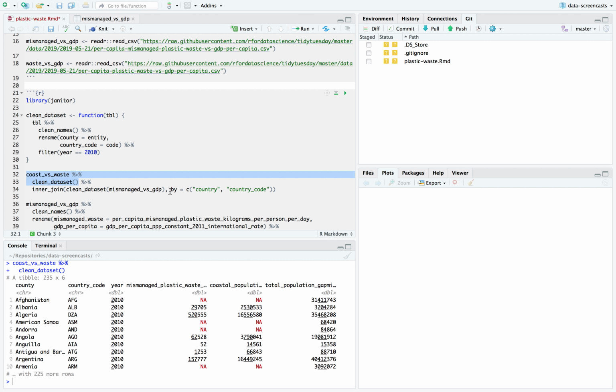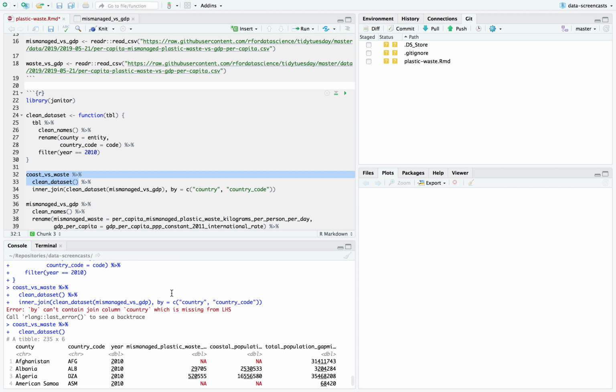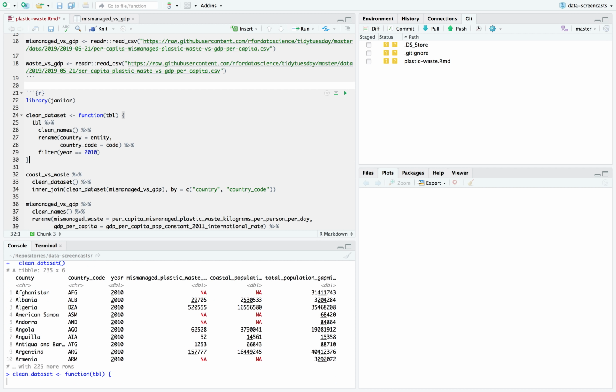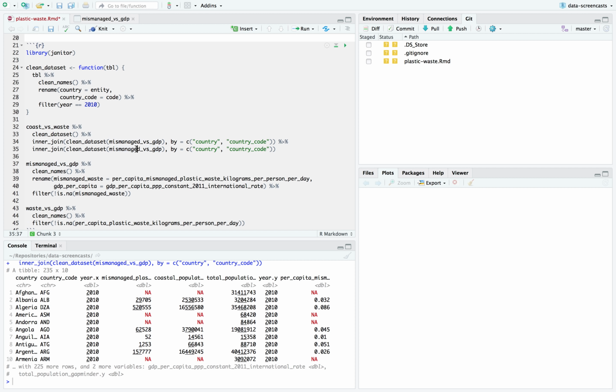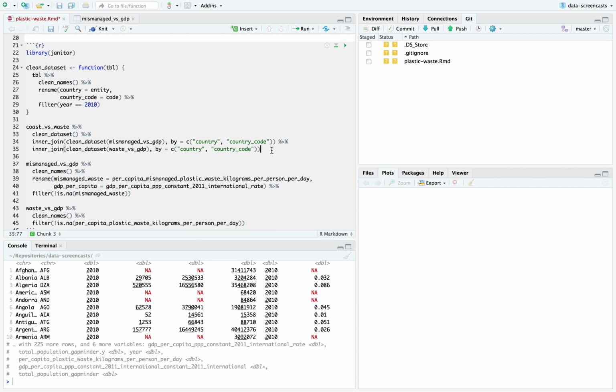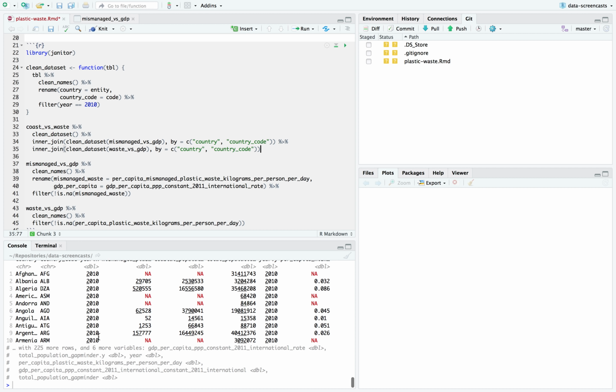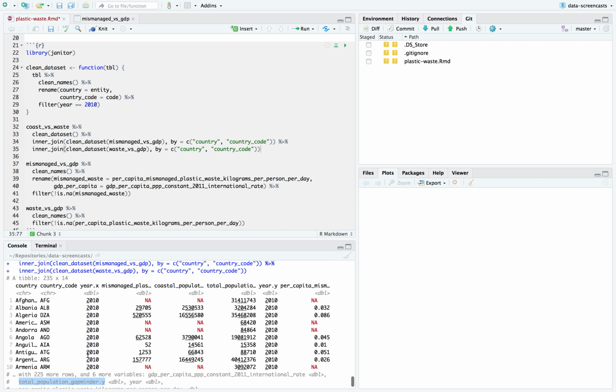Country and country code. Can't join, oops. Anyone else catch that? And I can do another join with a cleaned version of the other data set. I like to avoid too much repetition. You don't have to do too much of this kind of renaming, but it's nice. I also notice we have total population gapminder in at least 2 data sets.